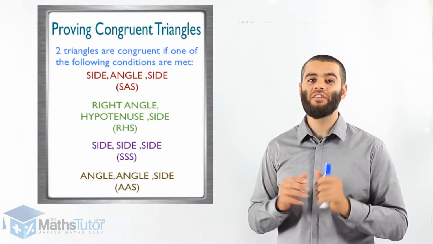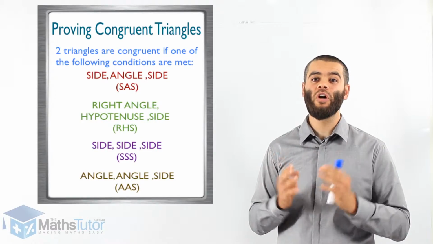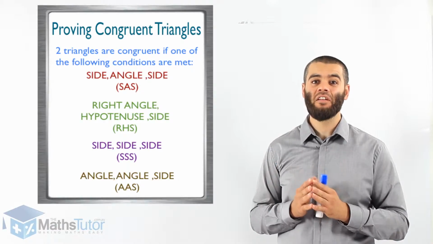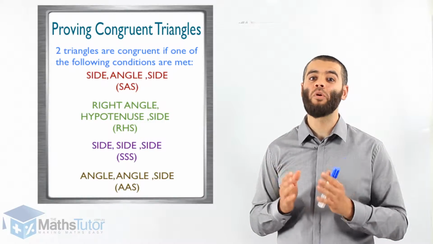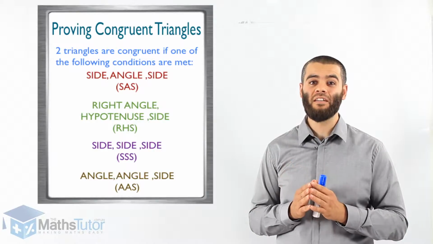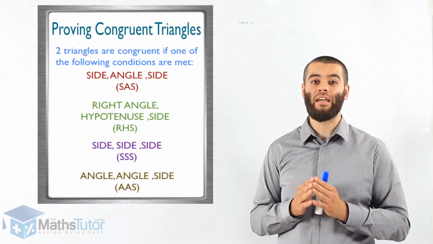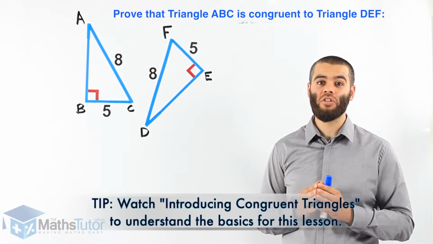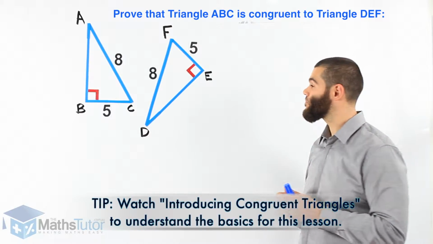Hey everyone, today I'm going to help you understand and show you how to prove two triangles are congruent using one of the four conditions: SAS, side angle side, or RHS, right angle hypotenuse side, or SSS, side side side, and the last one AAS, which is angle angle side. Let's see, using this example, which condition fits best, and we're going to prove two triangles are congruent.